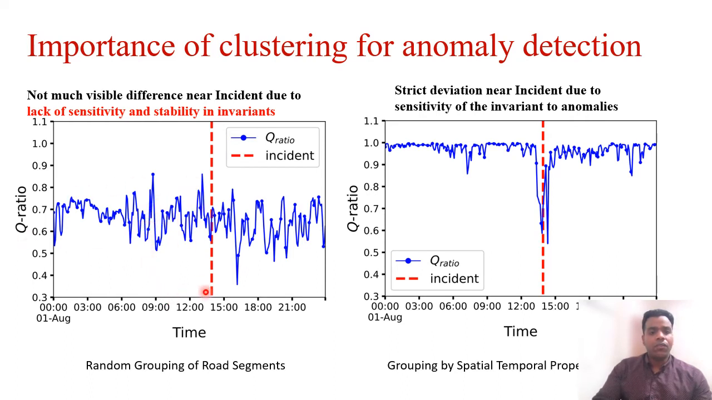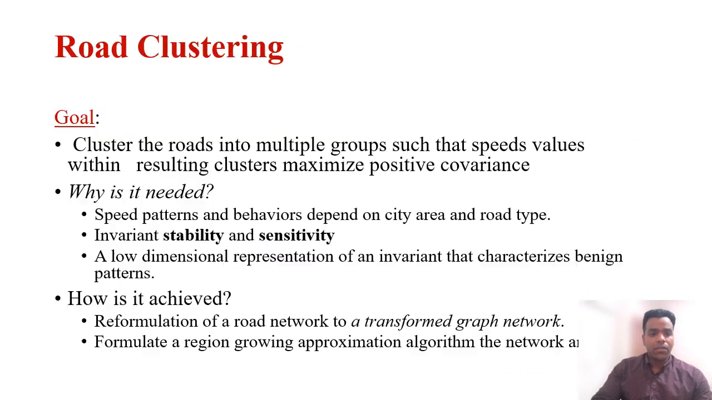At the same time, when we plot it for an actual incident, it is not showing any deviation. On the other hand, the optimal clustering is showing strict stability for positive covariance structure under benign condition, and also showing huge deviation when there is an actual incident. From these two results, we can say that to find the incident effectively, we need to find the optimal cluster to stabilize our invariant. And from the motivation, we can achieve this clustering by transforming the road network and by applying our approximation.